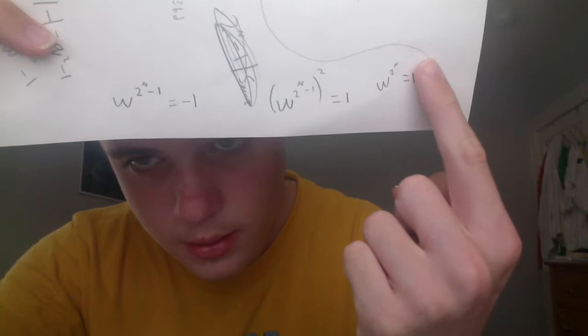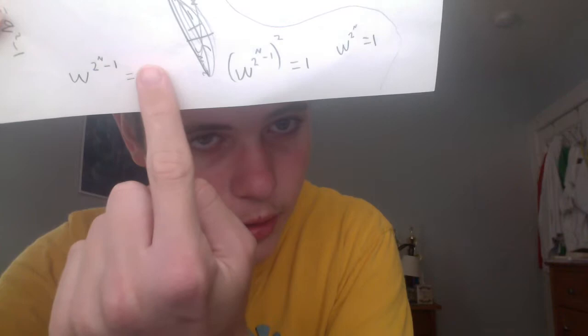Right? But it does not divide 2^n minus 1, because if it divided 2^n minus 1, that would mean this was 1, but this is not 1. Therefore, it divides 2^n, but not 2^n minus 1. Now what we're going to do is prove that, therefore, it must be 2 to the n.